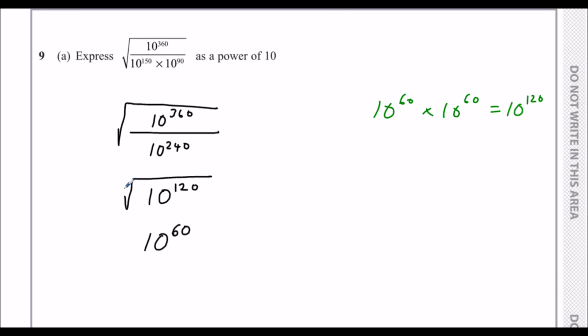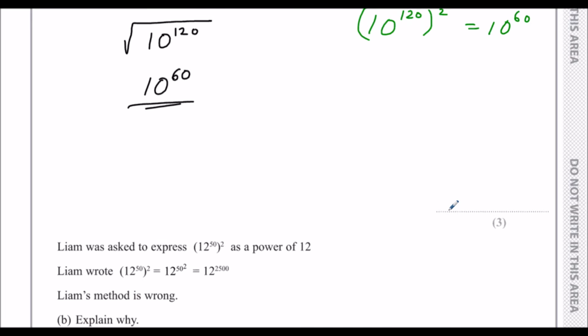We can also think of this as a square root being the power of a half. So 10 to the power of 120, to the power of a half. When we've got a bracket, we times the powers. Half of 120 is 60. So our answer is 10 to the power of 60.